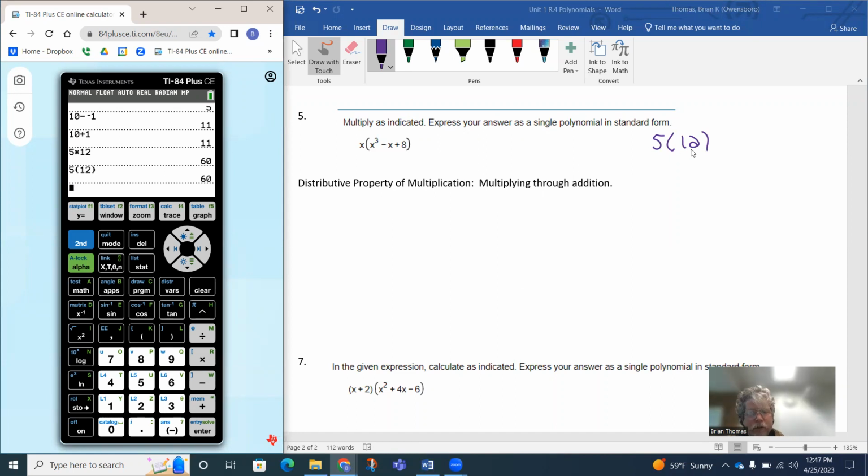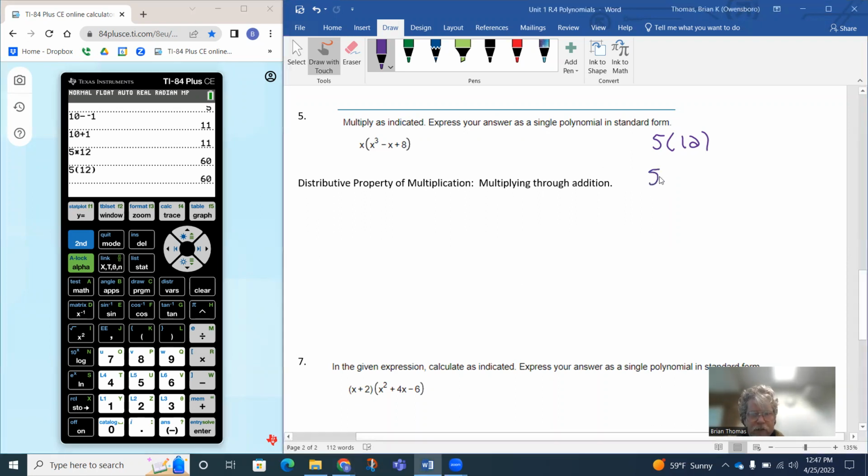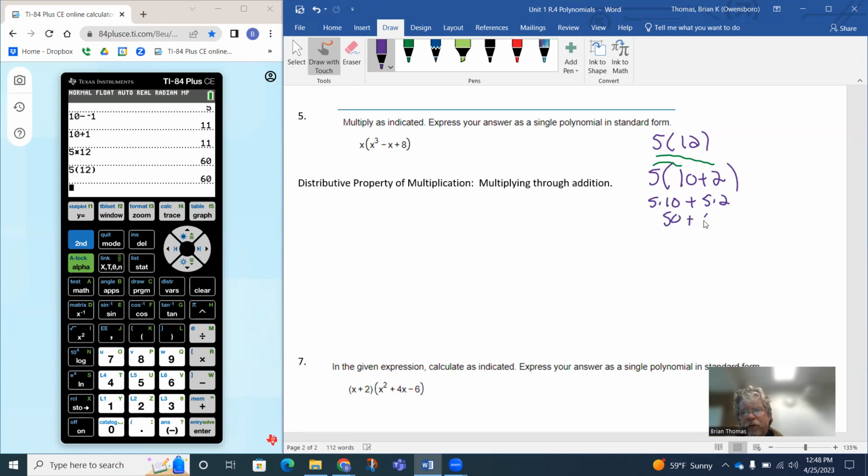Now, one of the things we can do, instead of keeping this as a 12, is change this to 5 times, and I could change 12 to an addition problem, 10 plus 2. The distributive property says I'm allowed to multiply the 5 through the addition. In other words, I can multiply the 5 through the parentheses. So remember, the parentheses actually represent this multiplication. So we have a monomial times a binomial, if you will. So what I do is I can multiply the 5 times 10, and then I can add to that 5 times 2, which would be the other part of this. So that would be like 50 plus 10, which in turn would be 60.